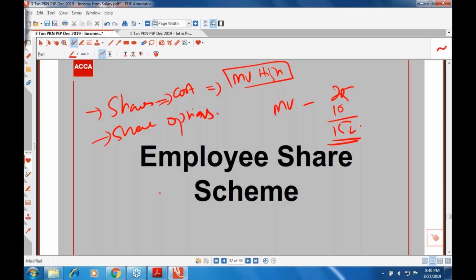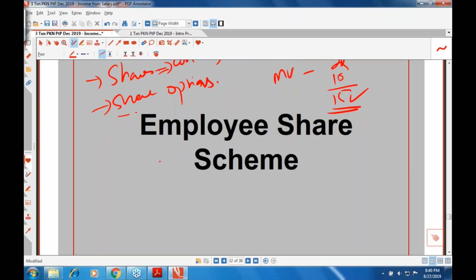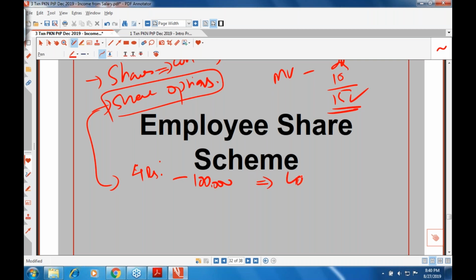So this 15 rupees has to be included in the salary. That's number one thing. Number two, at times what happens is you give your employees share options. The share options give them a right to buy the shares. The share options also have a worth, they also have a value. So for example, if the share option is worth 4 rupees and you've given your employee 100,000 share options, that means 400,000 is the amount that needs to be included in the salary.